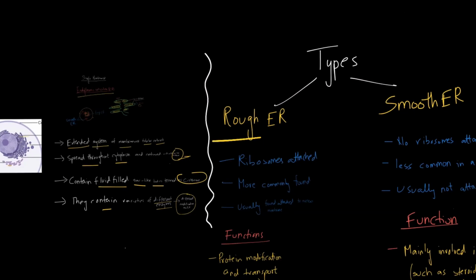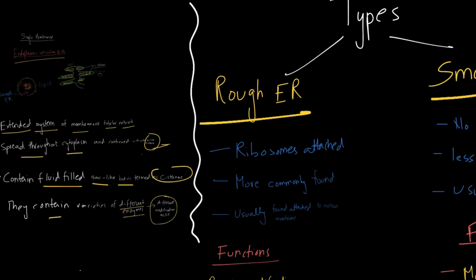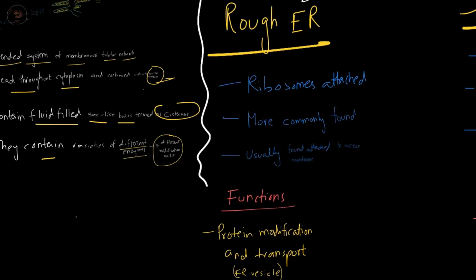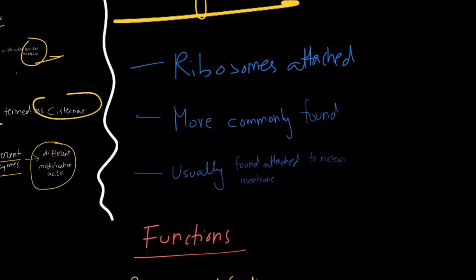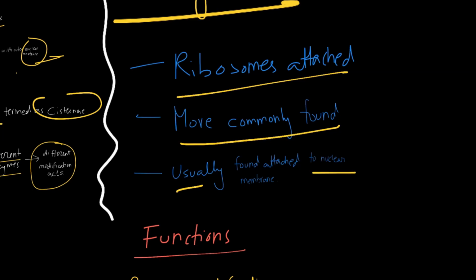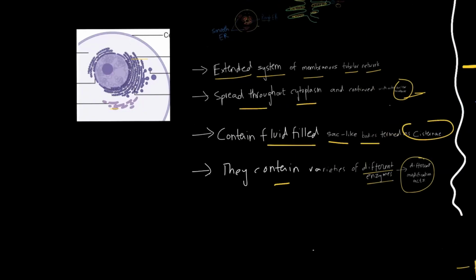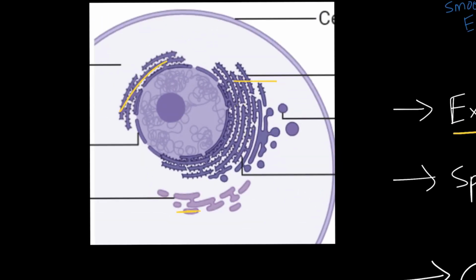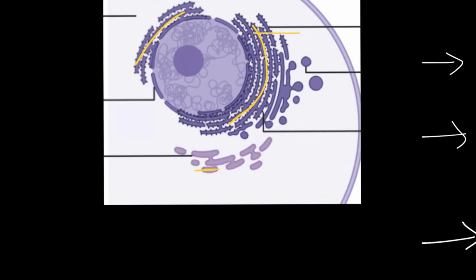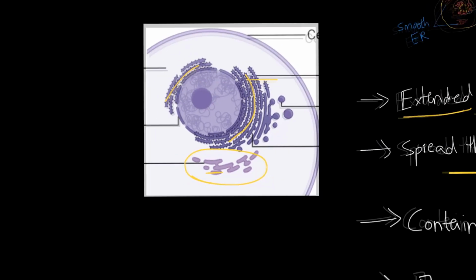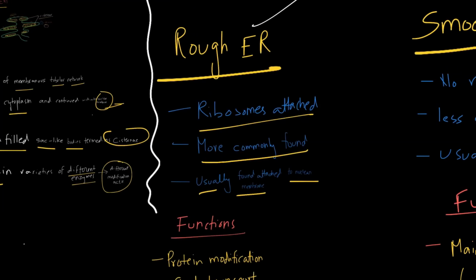So there are two types. There's rough endoplasmic reticulum and there's smooth endoplasmic reticulum, as I've stated multiple times. In rough endoplasmic reticulum, the ribosomes are attached. As we saw, they're more commonly found. They're numerous in number, and usually found attached to the nuclear membrane. They can be not attached, but they're usually attached. Now, more commonly found, I would like to signify right here. If you see, there's one and there's two. This is a larger one, and this is a rough endoplasmic reticulum, right? However, this one is just a small patch where there's small smooth endoplasmic reticulum. Thus, more common is the rough one.